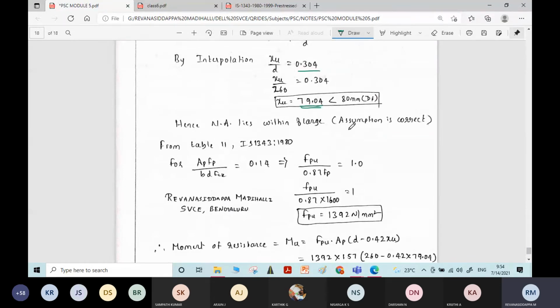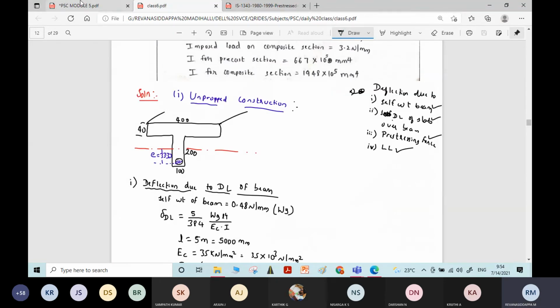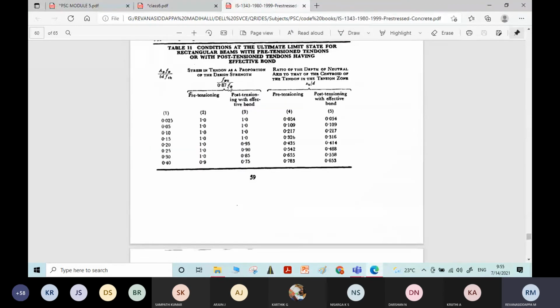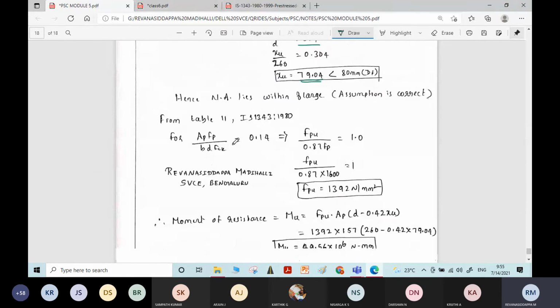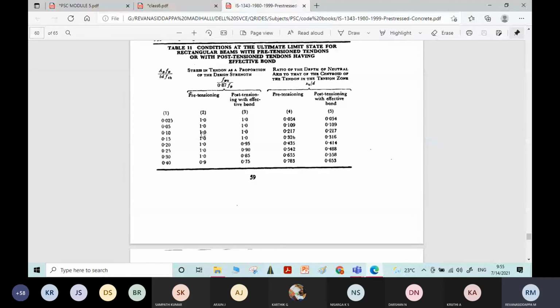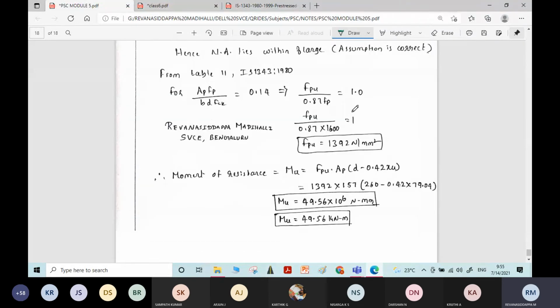Okay, so we can calculate the flexural strength now with the same assumption. From the same Table 11, I have calculated one more ratio, that is fpu divided by 0.87 fp, corresponding to the 0.14 value of Ap fp divided by b d fck. I got it as 1. The fp value, the ultimate tensile strength 1600, is given in the problem. Substituting, you will get fpu.